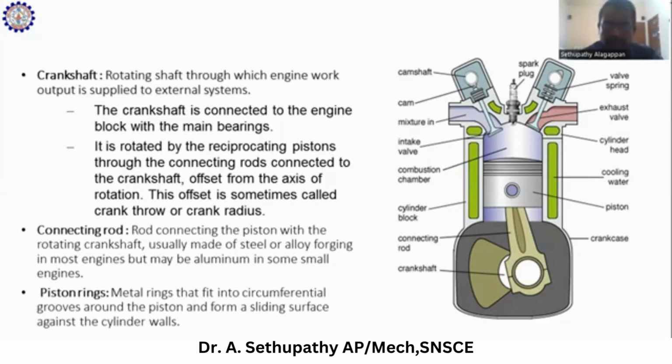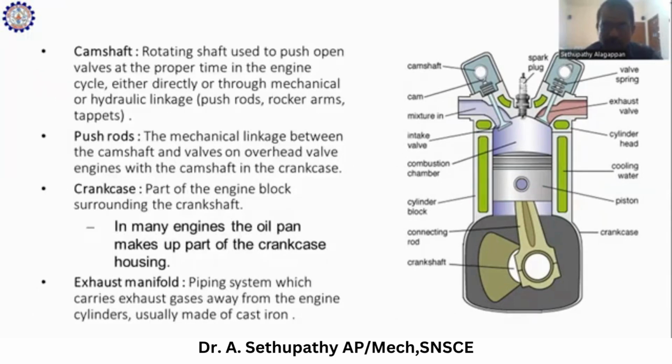Then the connecting rod, which is used to connect the crankshaft and the piston. Then the piston rings: the piston has three or four rings. The rings protect the piston from friction between the cylinder wall and the piston body. They also prevent the air-fuel mixture from getting outside of the chamber.